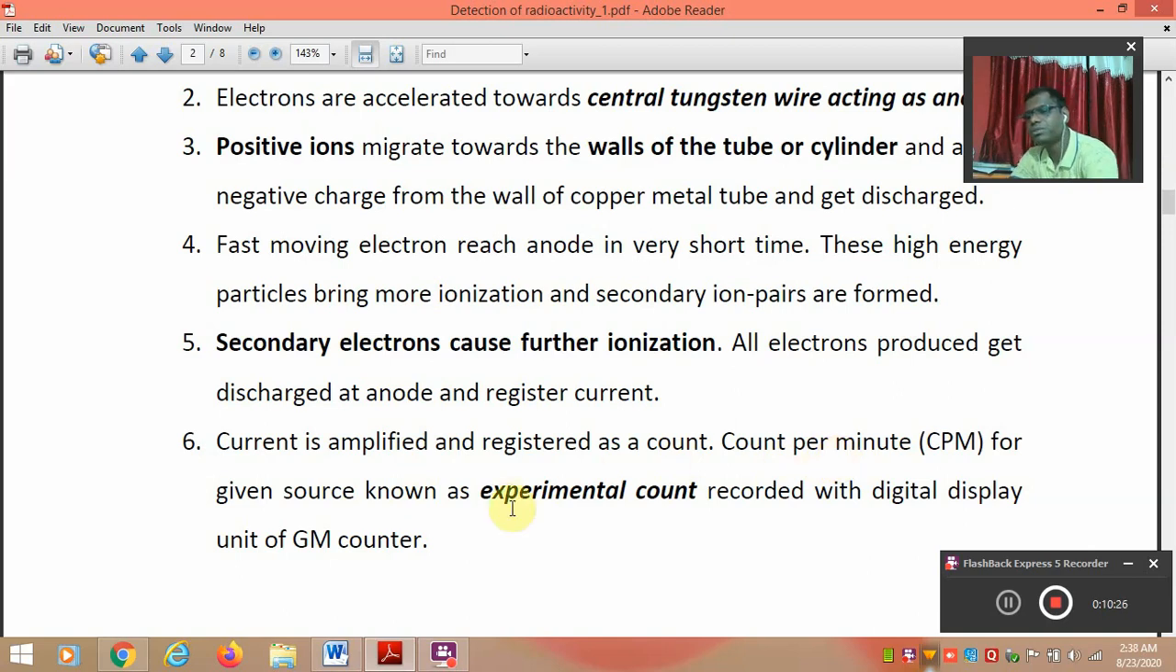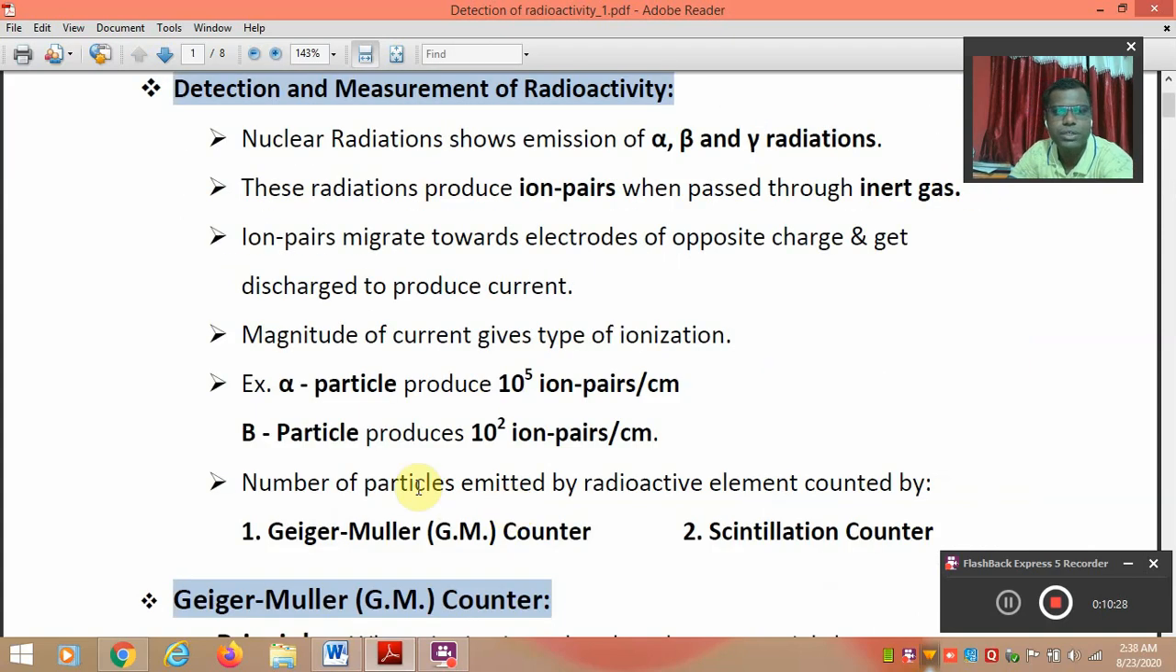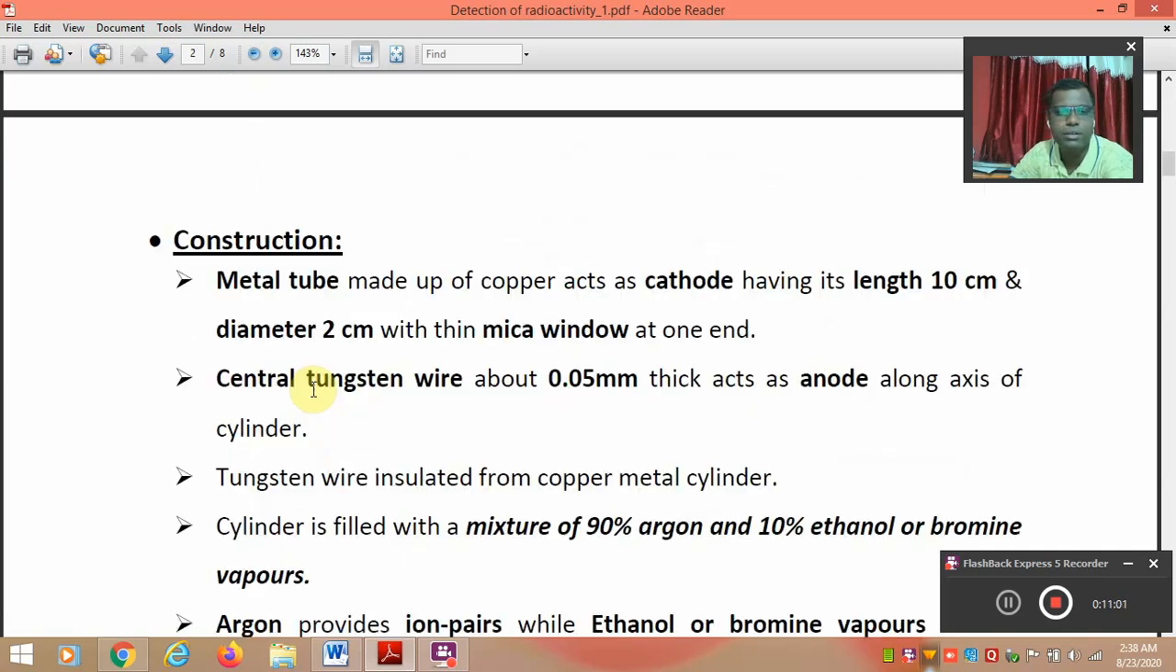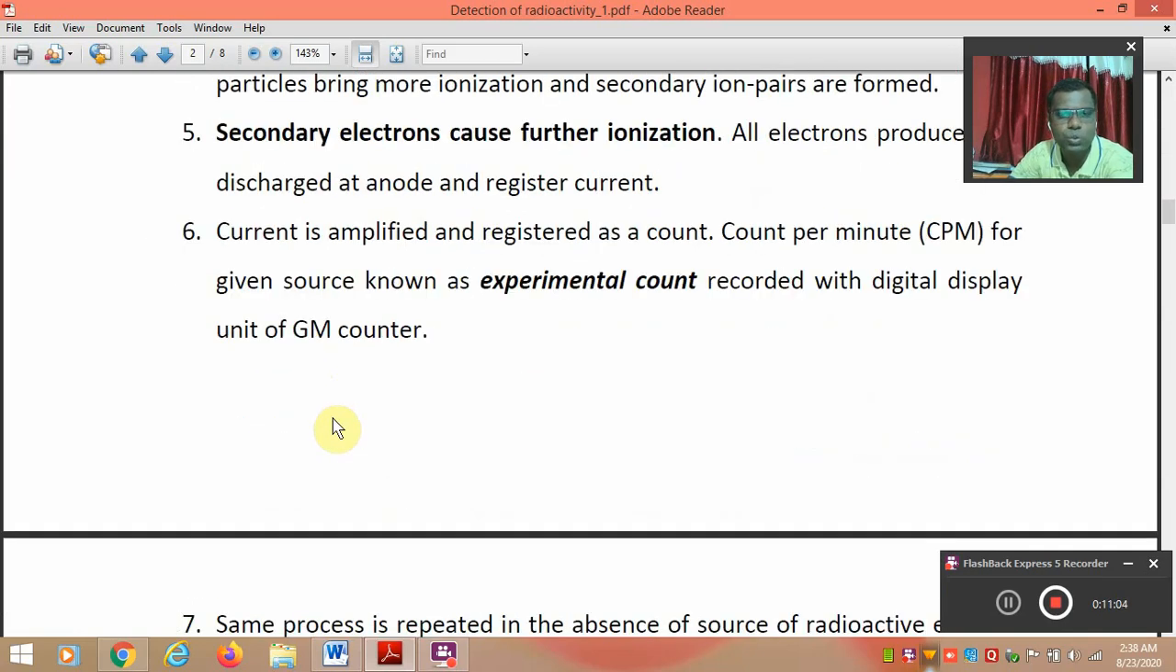In the presence of a given source, we are going to study the ionization due to the alpha and beta particles. These alpha and beta particles are emitted by a radioactive element or radioactive source, and this whole process is carried out in the presence of the radioactive element which is placed here. That's why the count per minute recorded in the presence of a radioactive source is called the experimental count.